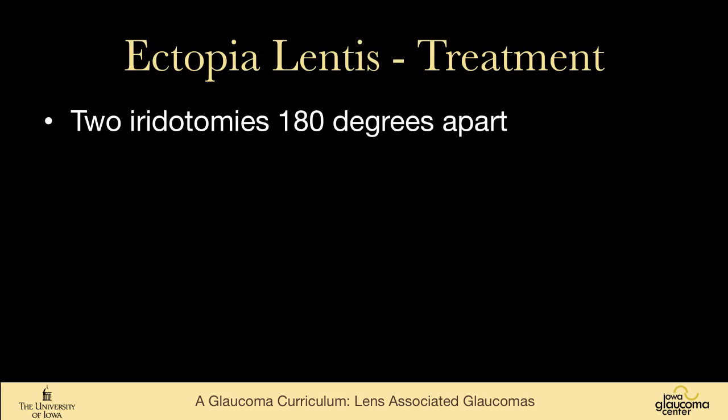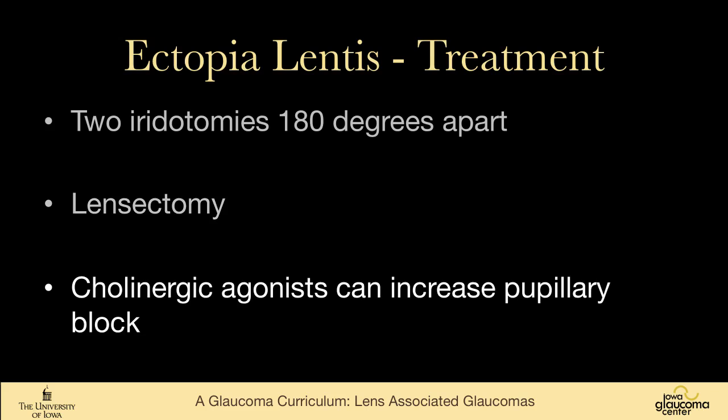One can do 2 iridotomies 180 degrees apart, with the thought being that if the lens covers the pupil in one iridotomy, there should be one that is open, or a lensectomy. And most of my patients I have treated with a lensectomy, either from the front or have one of my retina colleagues do a pars plana vitrectomy lensectomy. Remember that if the lens is loose, cholinergic agonists can increase the pupillary block.